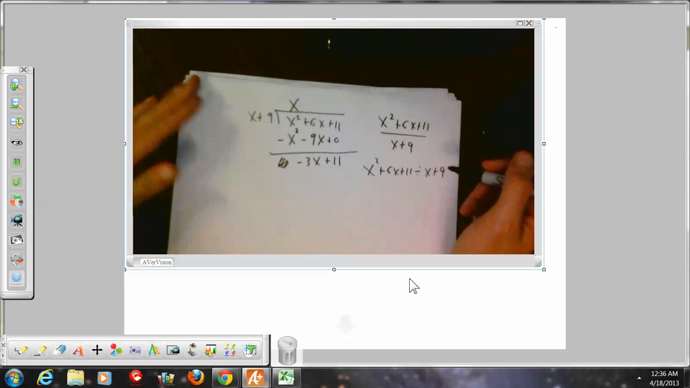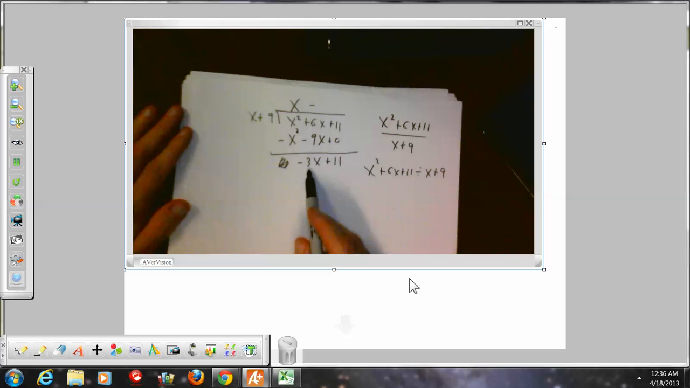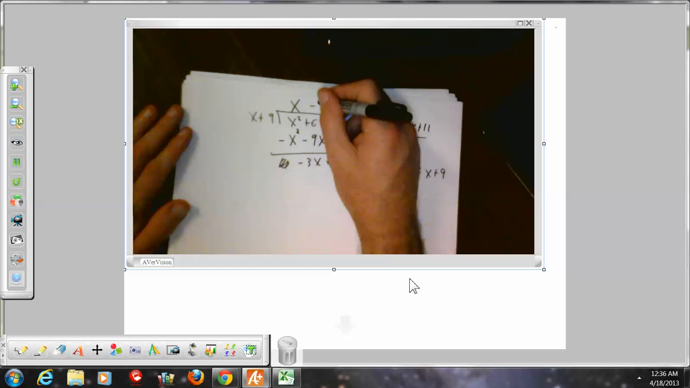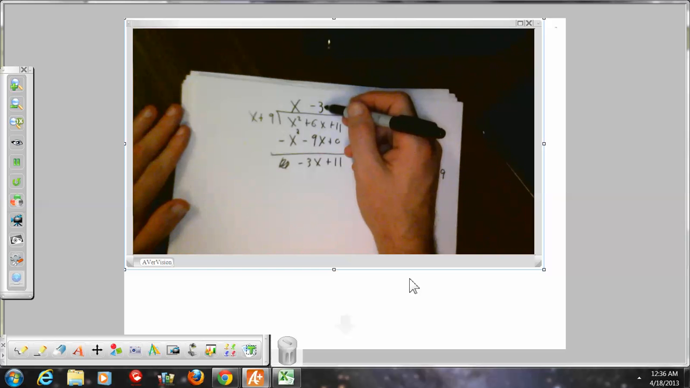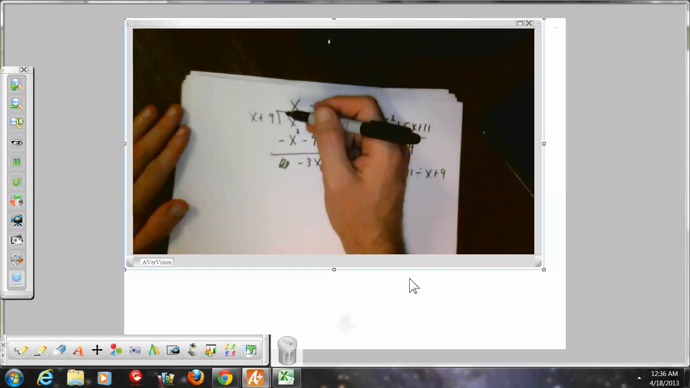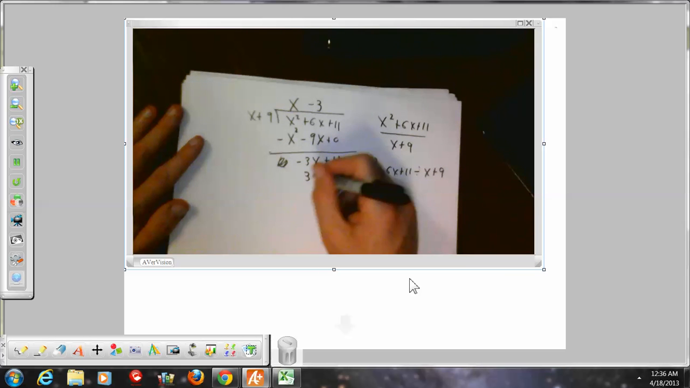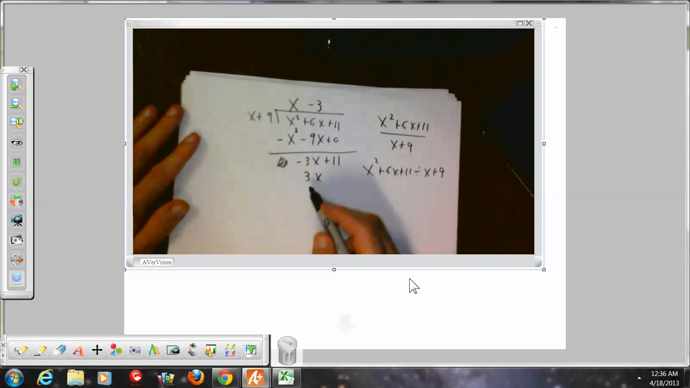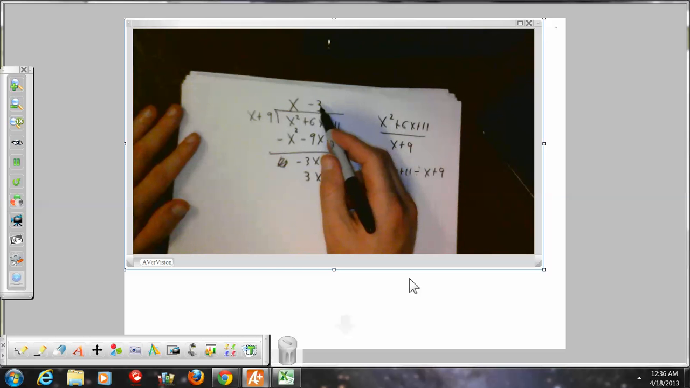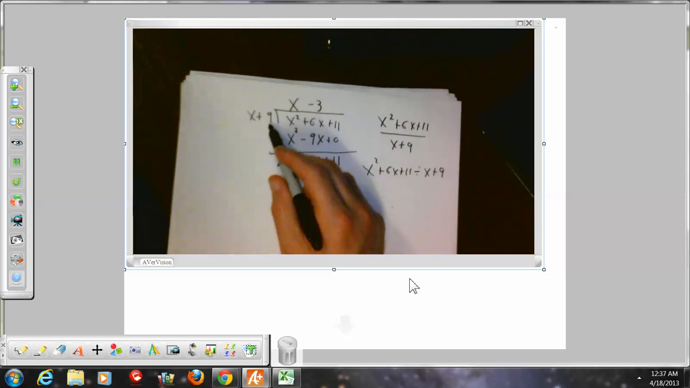And we're going to start over again. x goes into negative 3x negative 3 times. Why? Because we're asking x times what is negative 3x? Well, x times negative 3 is negative 3x. So we put a negative 3 over here. And we have negative 3 times x is negative 3x, but we flip the sign because we're subtracting, so we're going to put positive 3x before I bring it down. And then we have negative 3 times 9 is negative 27, but we're subtracting, so we flip the sign before we bring it down. So it's going to be positive 27.